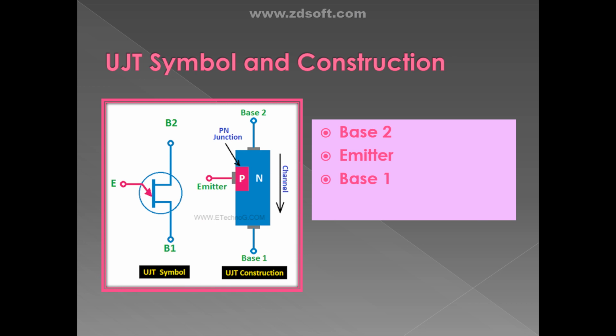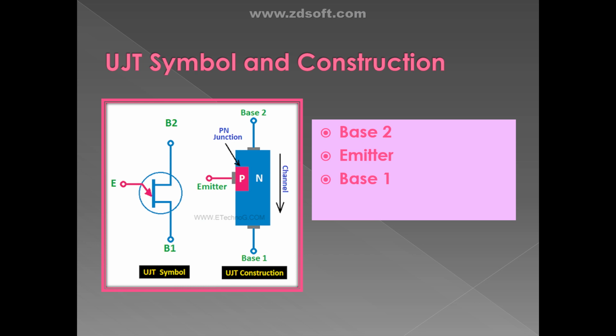It consists of N-type silicon semiconductor bar and P-type silicon region. The N-type bar is called base and P-type region is called as emitter. The PN junction is formed between emitter and base region. The emitter region is heavily doped compared to the base region. So, the resistivity of base material is very high.